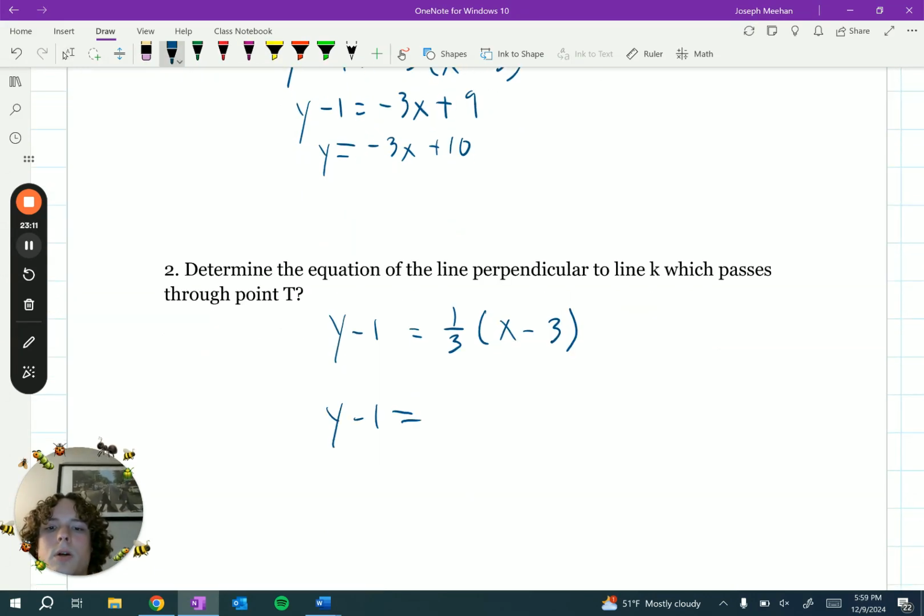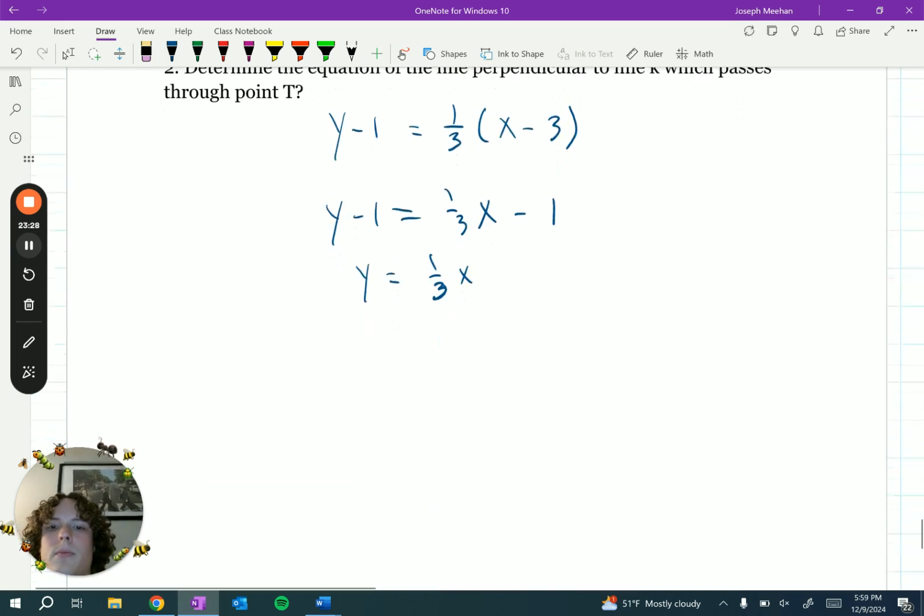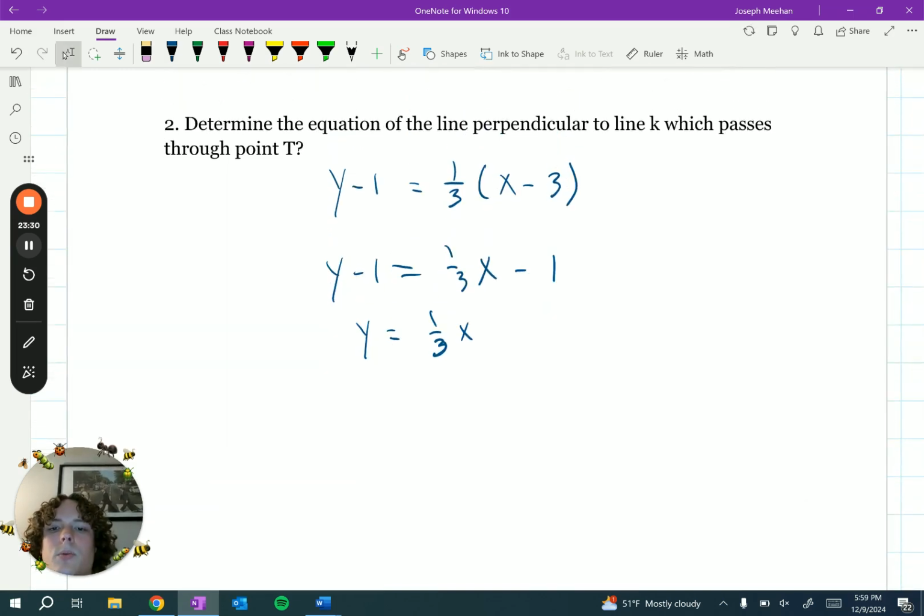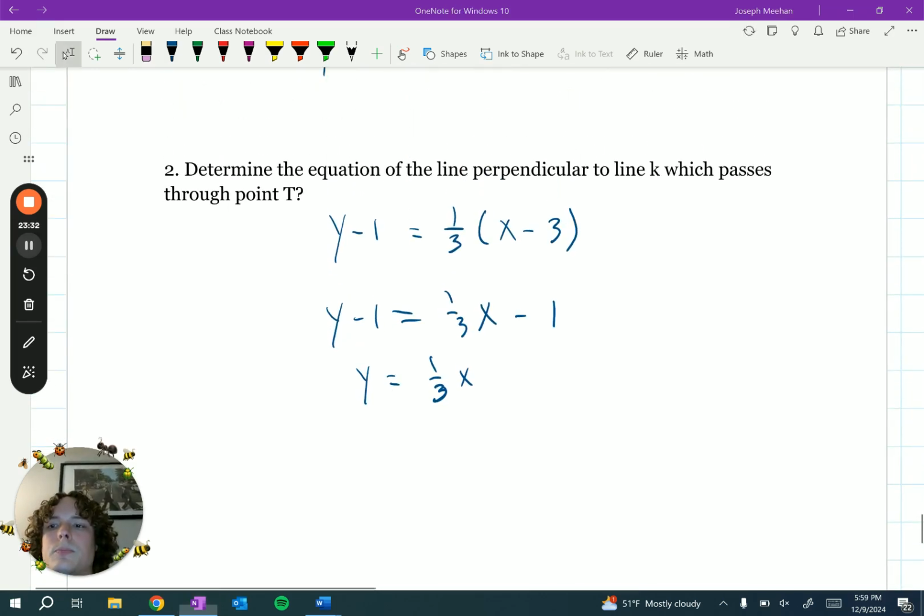If we wanted to simplify this, we could say y minus 1 equals 1/3 x minus 3. Y equals 1/3, sorry, that should say minus 1, right? 1/3 times 3 is 1. So y equals 1/3 x minus, actually, it'll just be like that, right? If you add 1 to each side. So y equals 1/3 x is your final answer.